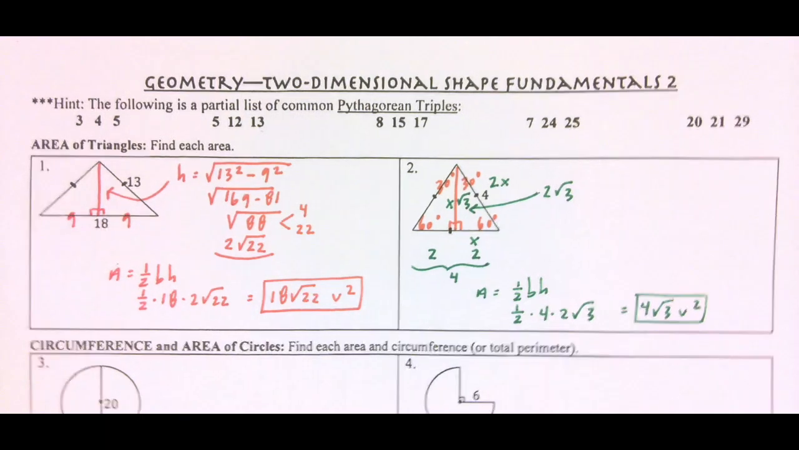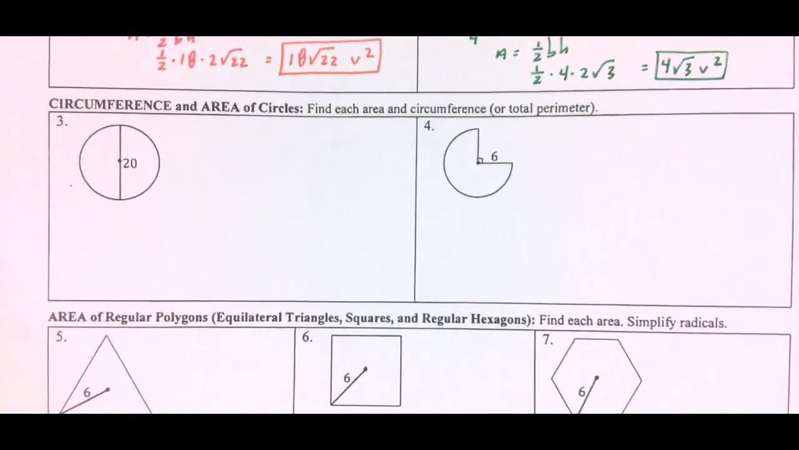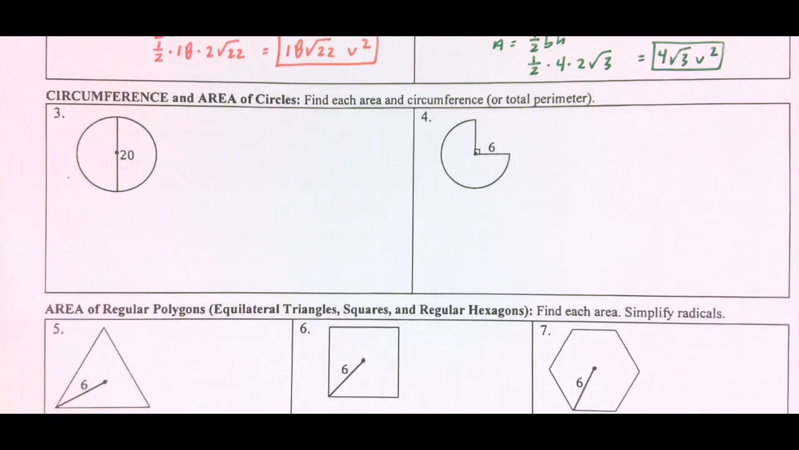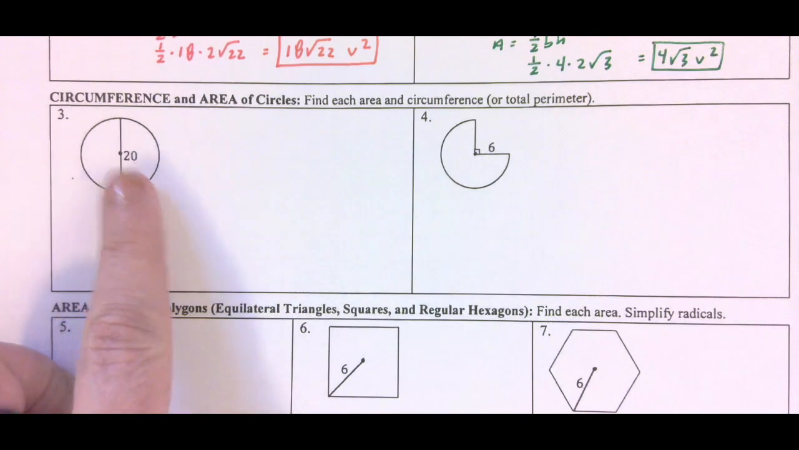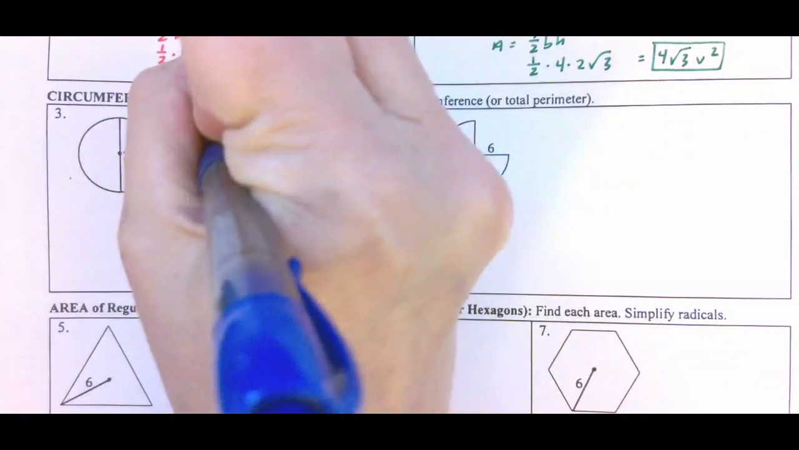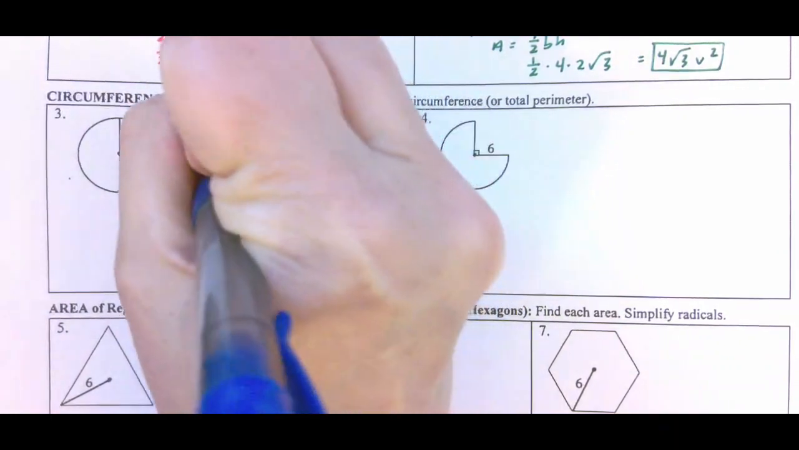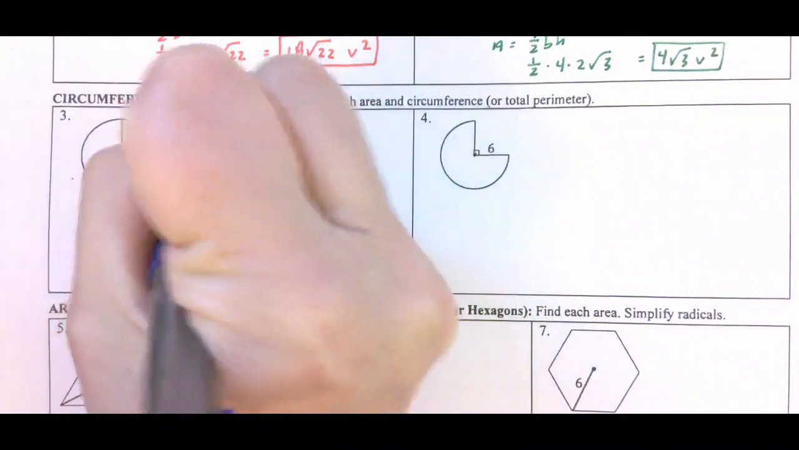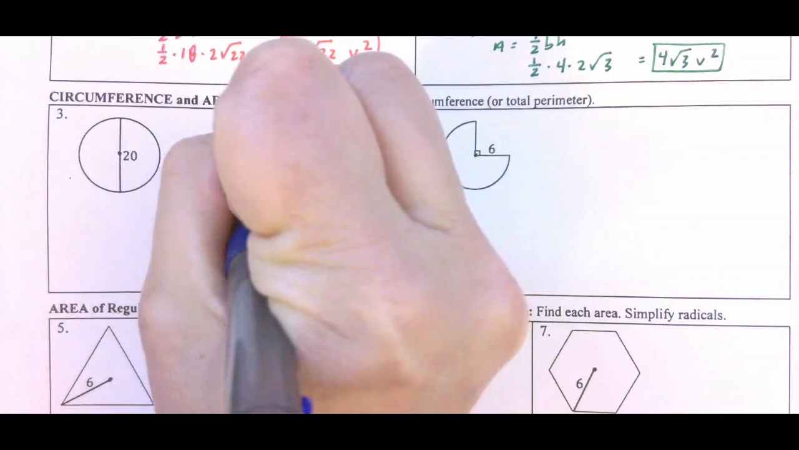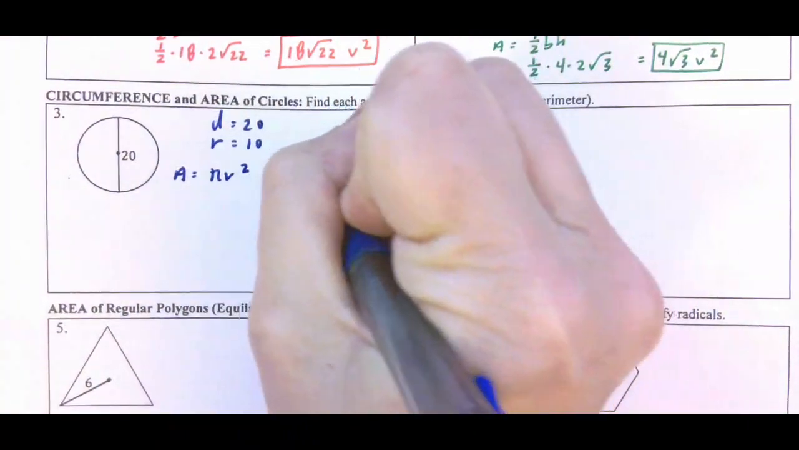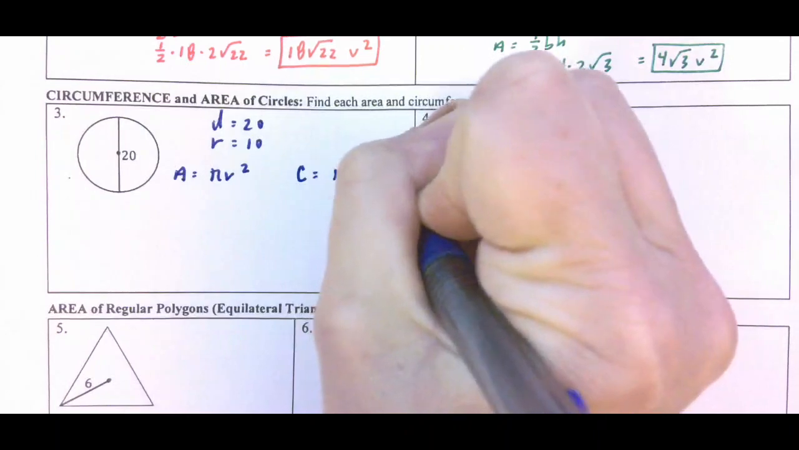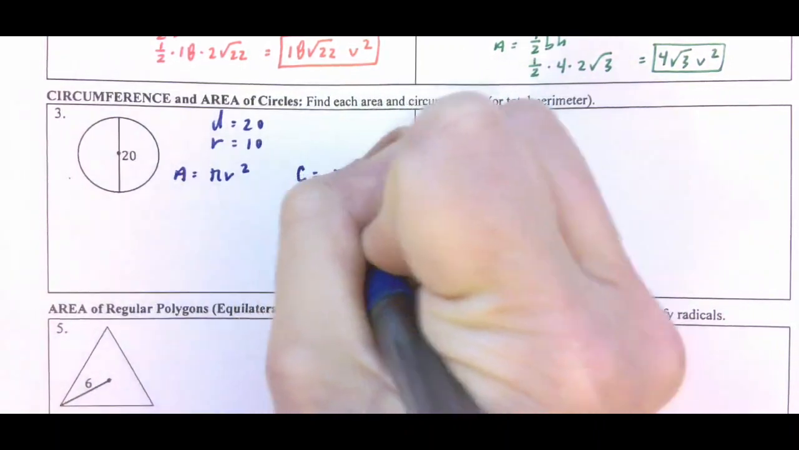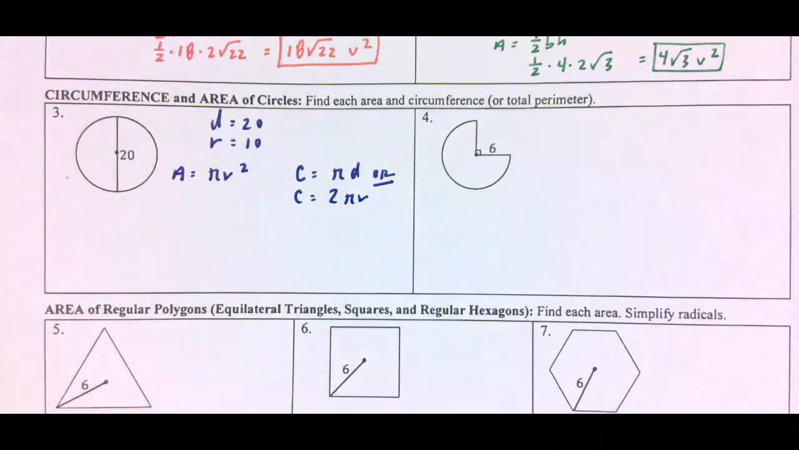All right, next 2. Here we have to use our formulas for circumference and for area of circles. So first thing to note is that my diameter right here is 20. So my radius must then be 10. So if I want area first, area is pi r squared. My circumference is either pi times the diameter or 2 pi r, right?